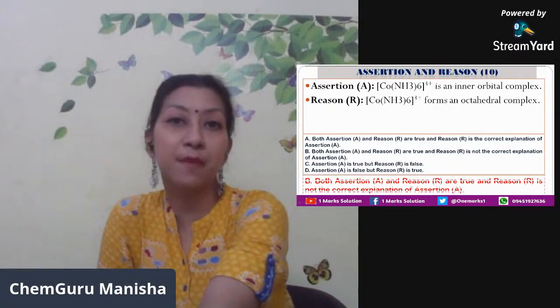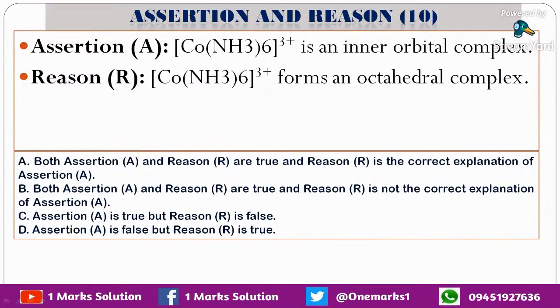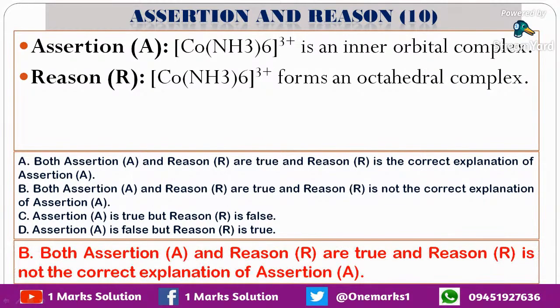The tenth is: [Co(NH3)6]3+ is an inner orbital complex, and [Co(NH3)6]3+ forms an octahedral complex. The reason here is true, and the assertion is also true. For that, you will have to calculate the oxidation state of cobalt, and when you calculate it, it comes out to be 3+, because amine is neutral. The pairing would happen because NH3 is a strong field ligand. When the pairing is happening, you have the hybridization d2sp3. So it is an inner orbital complex, because there are 6 amines in an octahedral complex. So the assertion is true, the reason is true, but it is not able to explain it properly. So we go with the D option.